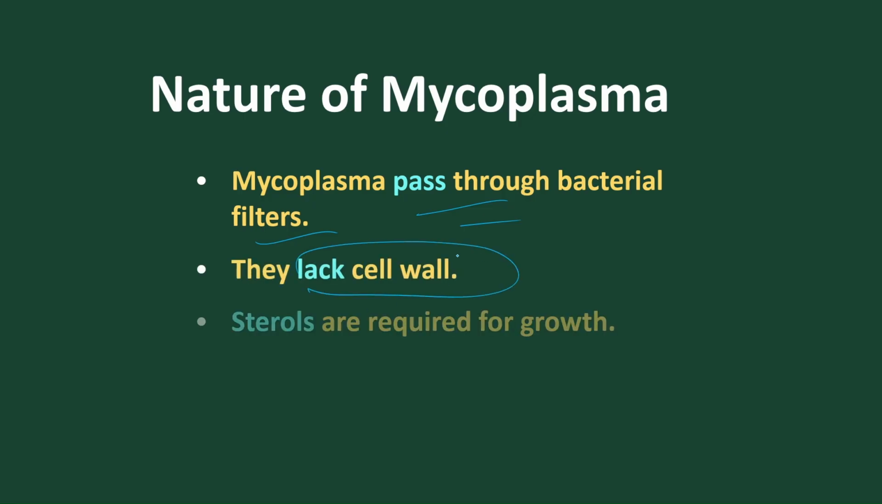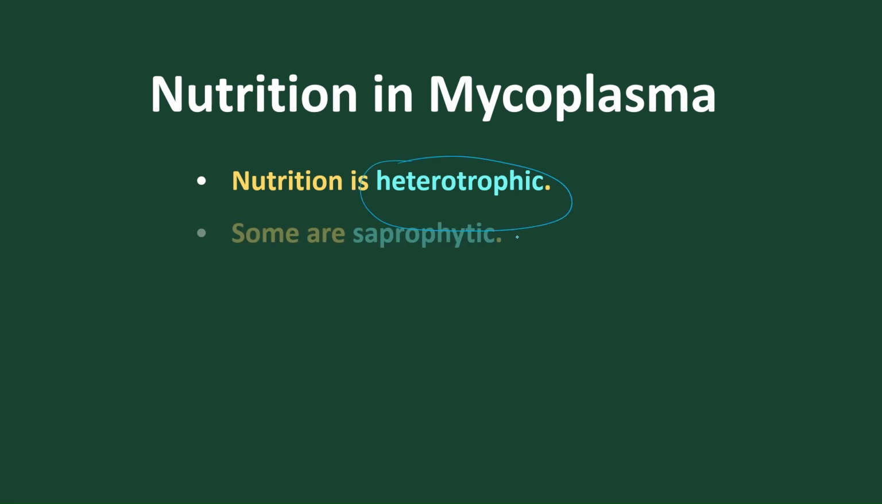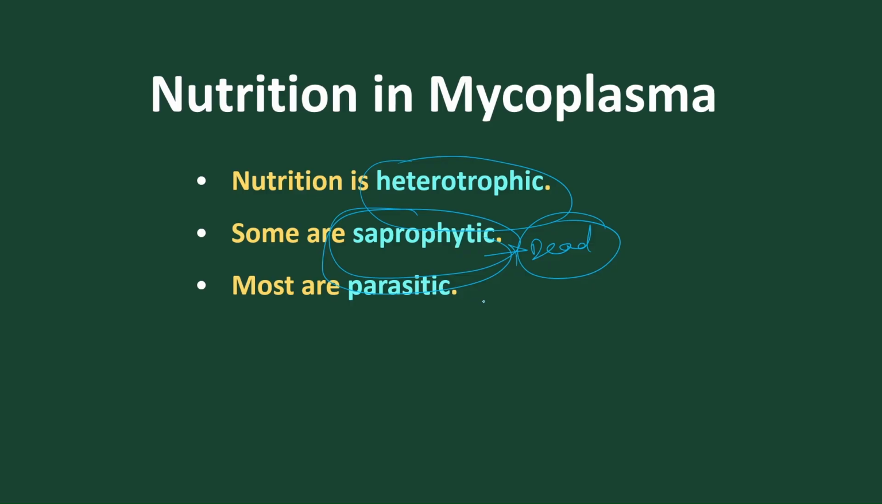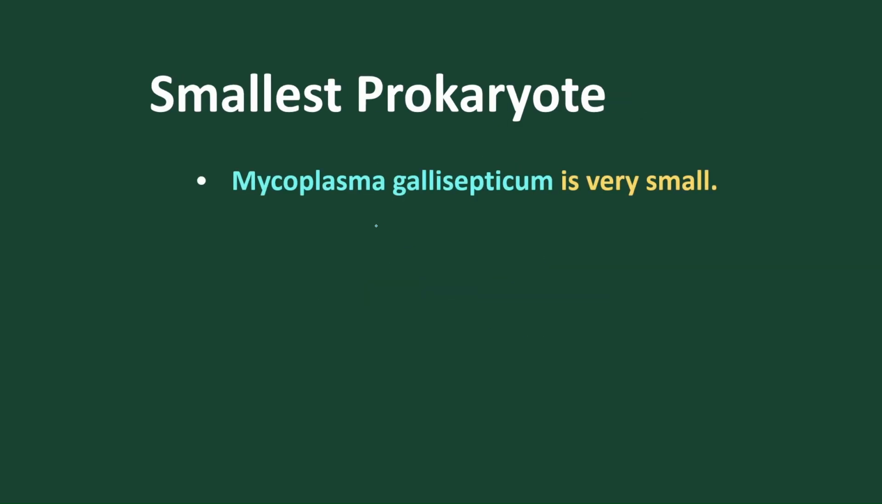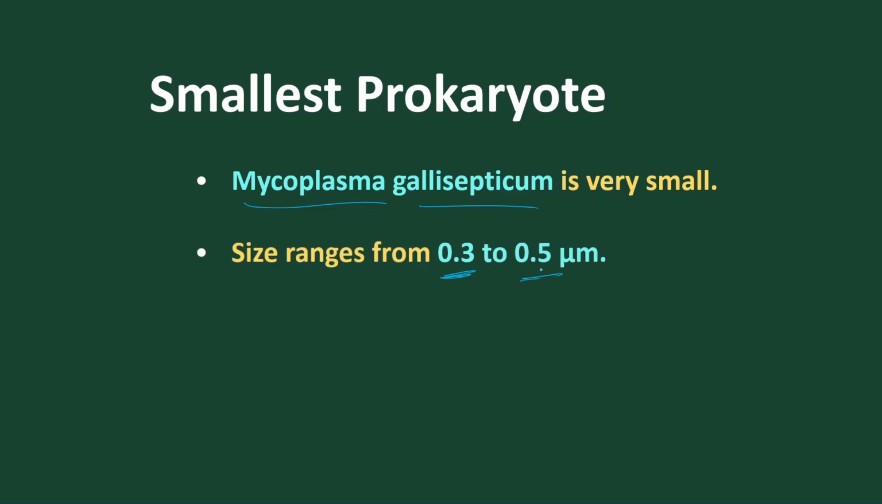They lack a cell wall, and sterols are required for their growth. For growth, they need sterols, and the nutrition is heterotrophic. Mostly they are unable to produce food, so they are heterotrophic in nature. Some are saprophytic, meaning they depend on dead organic matter, and most are parasitic, meaning they are pathogenic, causing diseases in plants and animals. As they are pathogenic, they live in a living host. The smallest prokaryotic cell, Mycoplasma gallisepticum, is regarded as the smallest cell, that is PPLO, and the cell size ranges between 0.3 to 0.1 micrometer.